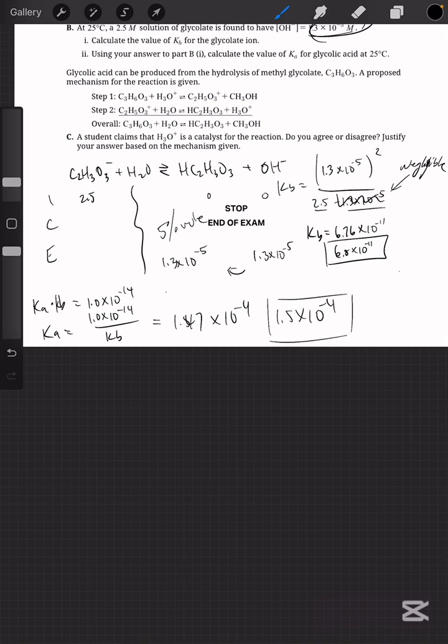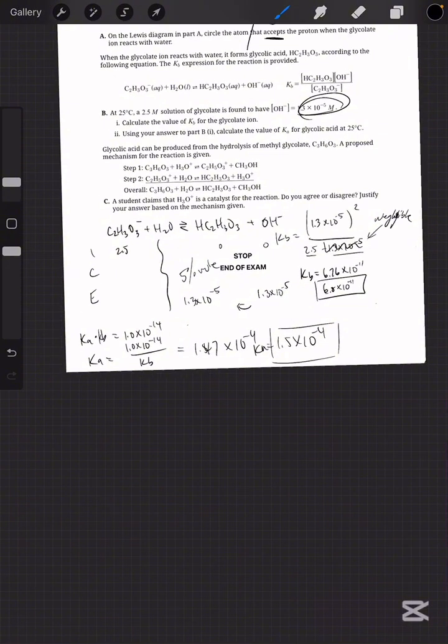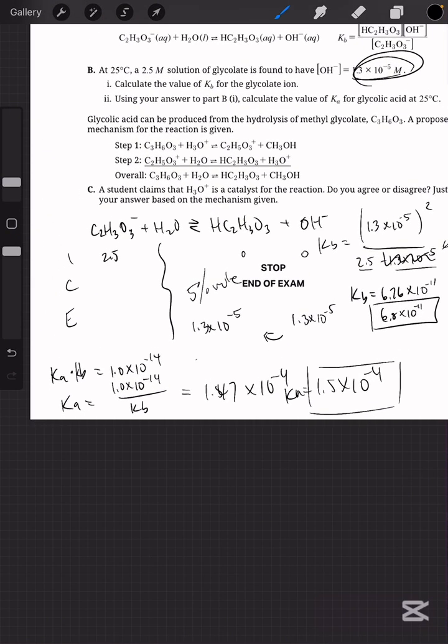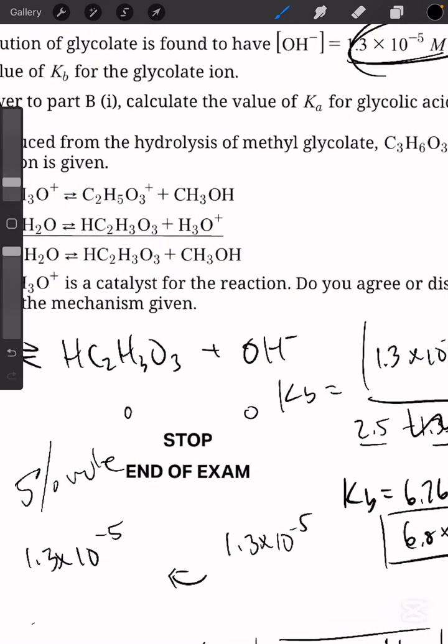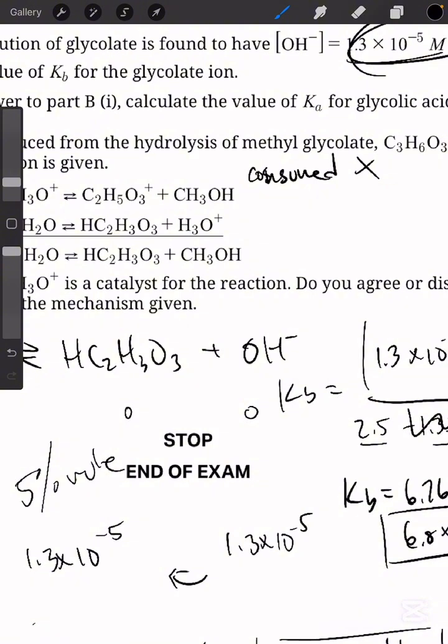And then the last part, a student claims that H3O+ is a catalyst for the reaction. Do you agree or disagree? Justify your answer based on the mechanism given. Okay, so in order for something to be considered a catalyst, it can't be consumed, and it can't be changed.